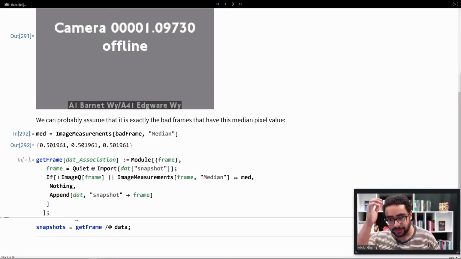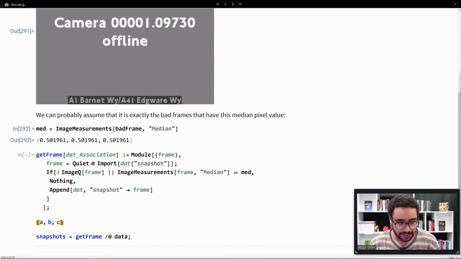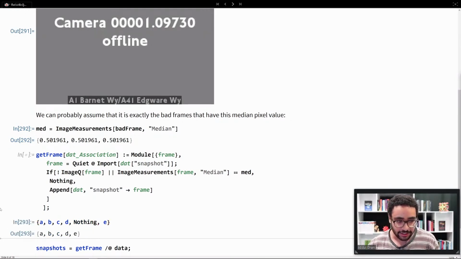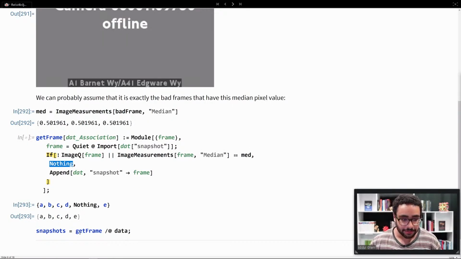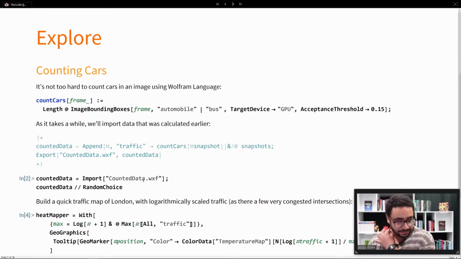Something I use quite often in Mathematica is the fact that Nothing in a list disappears. So if you have a list like A, B, C, D, Nothing, with a capital N, and then E, that Nothing goes away. So this frame function still returns something, but it effectively deletes the data points where there's no nice frame. So you can run that over our data. That takes a little while. I prepared something earlier, so we won't bother.